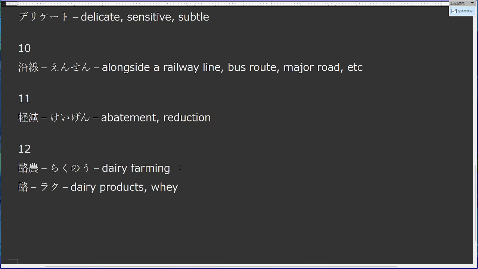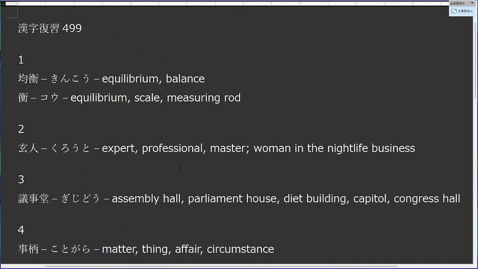Our first word of the day is Kinko. Kin on the left side for an average or a balance, and ko on the right side, our new kanji for an equilibrium, scale, or measuring rod. Radicals in this kanji are our going kanji on the outside. If you recognize these two on the outside together, they make our kanji go, iku. And inside we have a field, and the kanji for big.